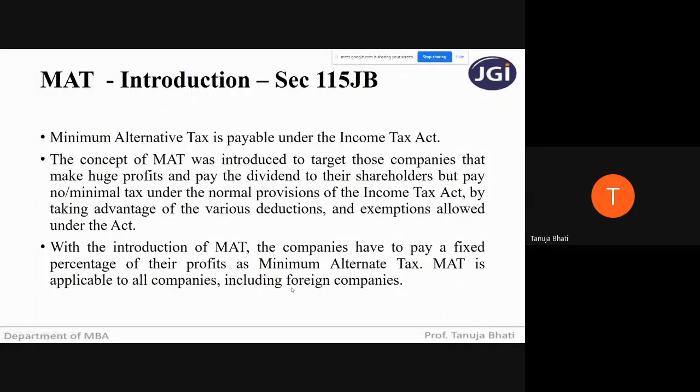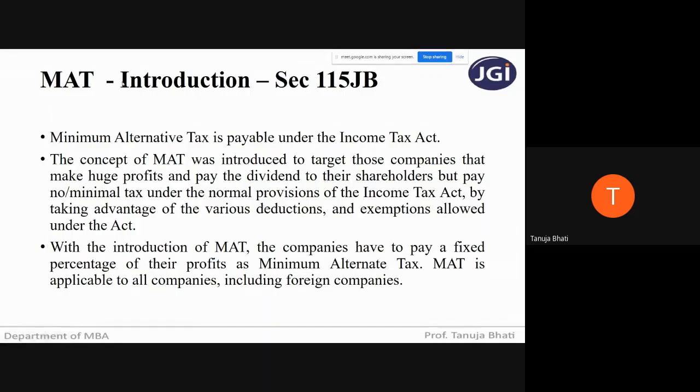So under MAT, what is happening? Under MAT, every company has to pay a fixed percentage of their profit as a tax to the government. And this fixed percentage of their profit is called as a minimum alternative tax. Now, what is that fixed percentage and what is the profit? That we will be seeing in the succeeding slides.